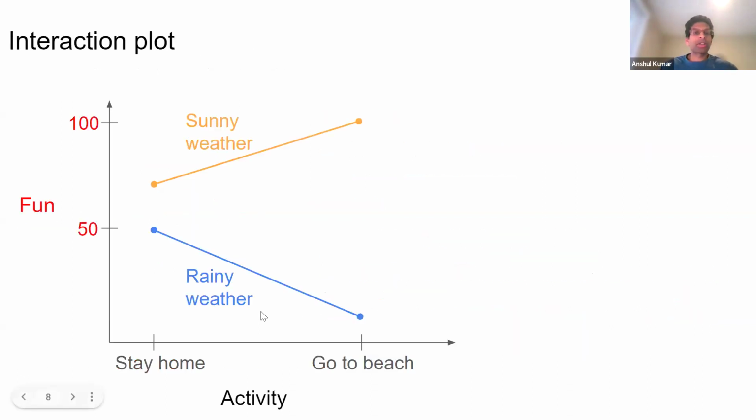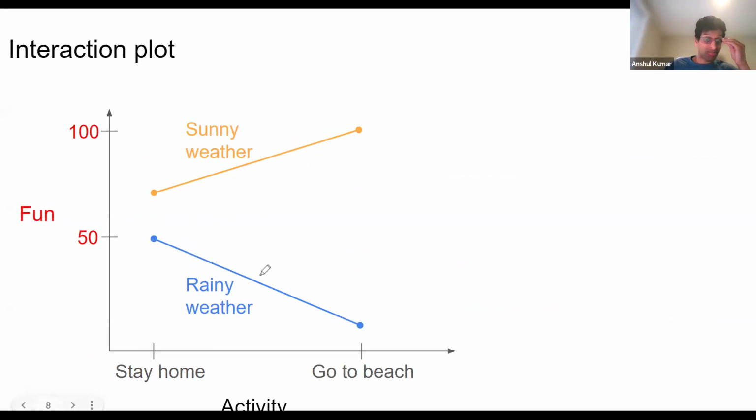Okay, now we're going to turn to a different way to visualize this same scenario. What we see here is what's called an interaction plot. In this interaction plot, we're putting all of the same information that we just had in the 2x2 table. On the x-axis here, we have the level of activity. There are two possible levels of activity: one is to stay at home, and another is going to the beach.